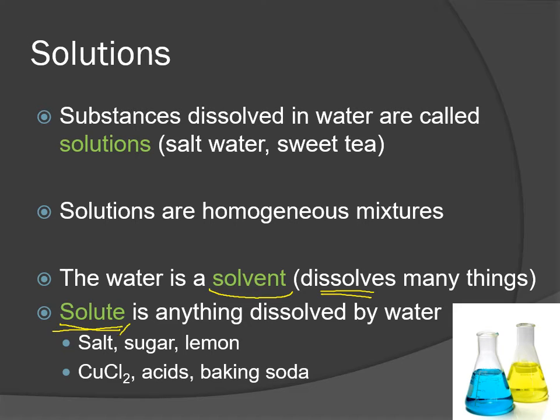So think about sweet tea or salt water. Salt water, you get salt dissolving. In sweet tea, maybe sugar, maybe lemon, certainly the tea that actually makes the flavor for the tea. You can have a compound called copper chloride, which is a kind of chemical salt. Acids will oftentimes dissolve in water, and a compound called baking soda dissolves in water as well. And sometimes when you do that, you can add a little vinegar to it and it fizzes.